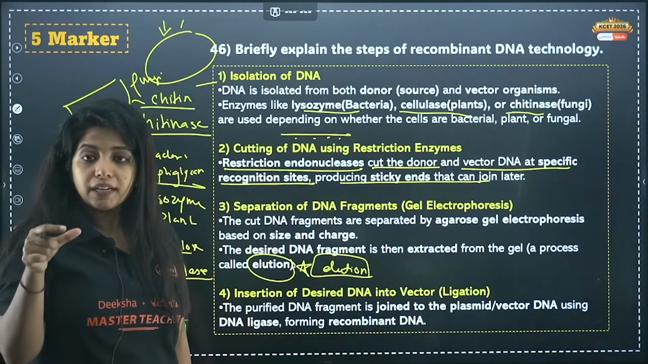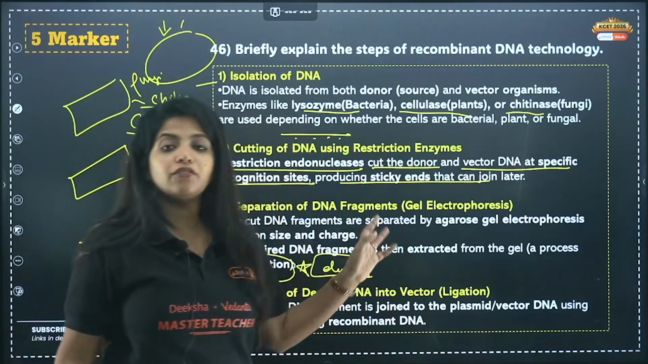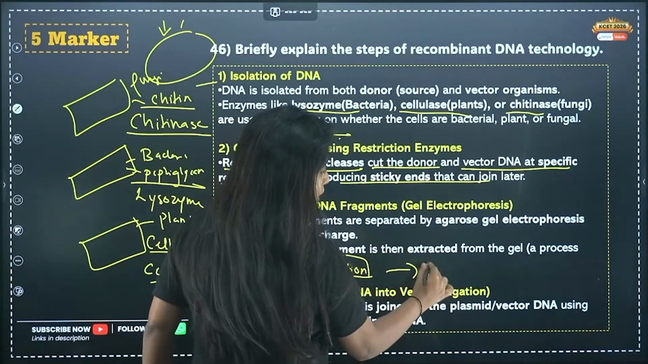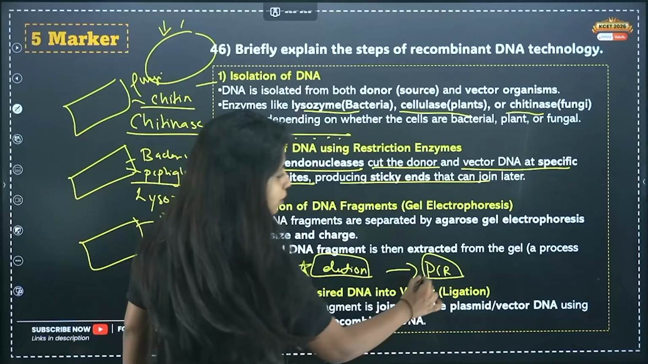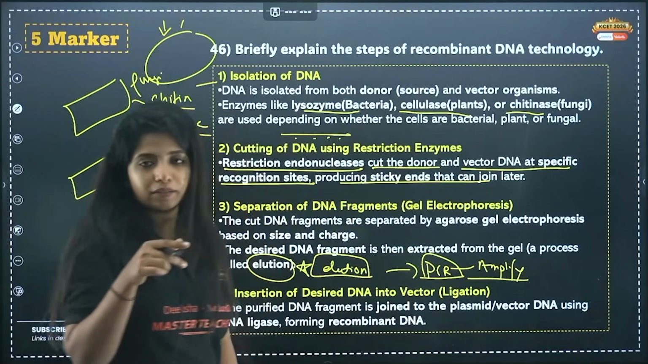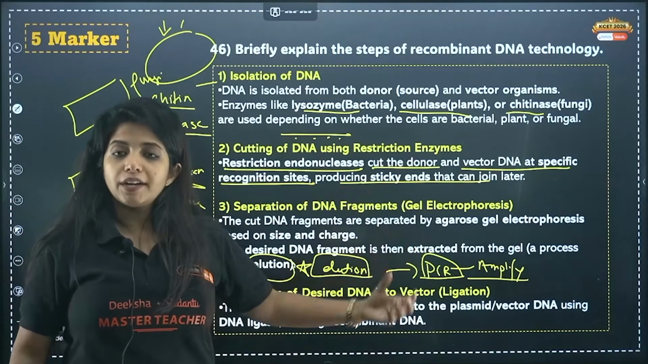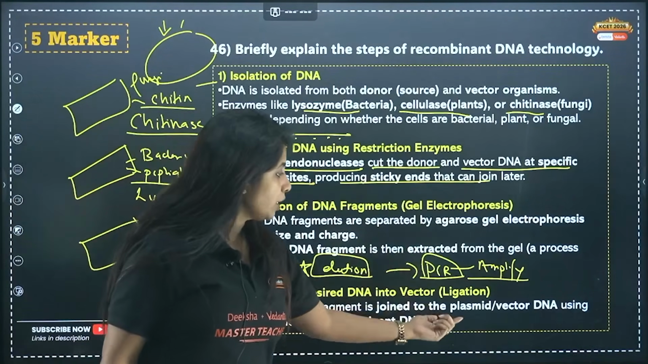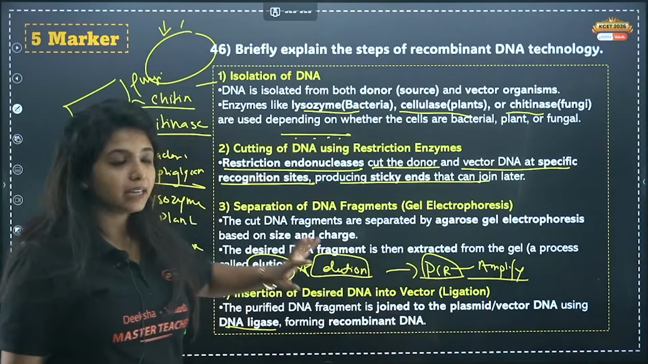Now, once you have taken it out, my dear children, insertion of desired DNA into the vector. So, you do not do it directly. Here, you will do PCR also. You will also amplify the DNA that you have got because it cannot be a success every time, right? Then after you have amplified it, you are going to put it in the vector. So the purified DNA fragment is joined to the plasmid vector using DNA ligase, forming the recombinant DNA.